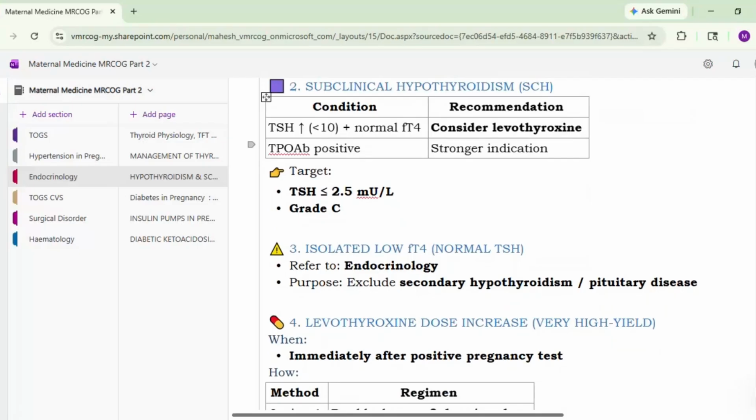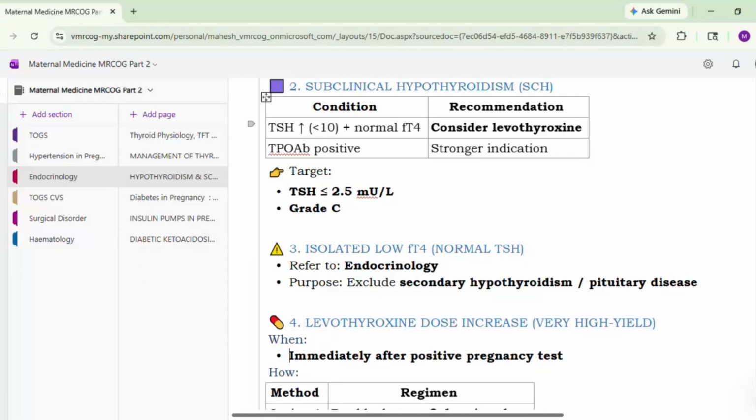Now sometimes we may get isolated low FT4, but the TSH is normal. These cases will require a referral to endocrinology. Purpose is to exclude secondary hypothyroidism or pituitary disease. This you remember, because if TSH is normal but FT4 is low, then you will require endocrinology referral.